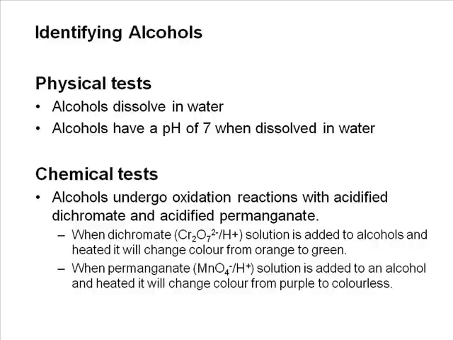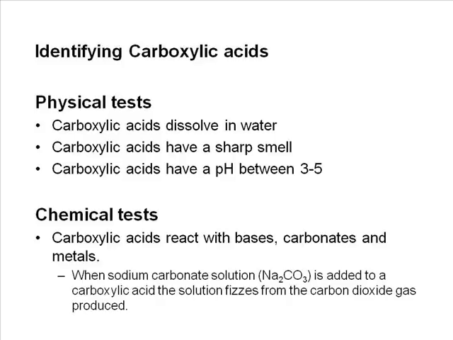Alcohols. Okay, identifying these. First thing, they dissolve in water. Okay, there's only a couple of these compounds that dissolve in water. Second thing, they have a neutral pH, pH of 7. These are both physical tests. Okay, take care, sometimes they ask you for physical tests, sometimes they ask for chemical tests. Chemical tests for these are if you can oxidize them. So if you add acidified dichromate, it goes from orange to green. Okay, that's Cr2O7 2-. Permanganate goes from purple to colourless.